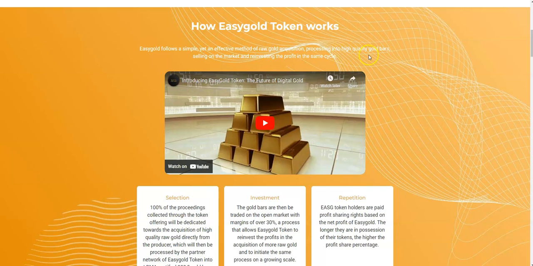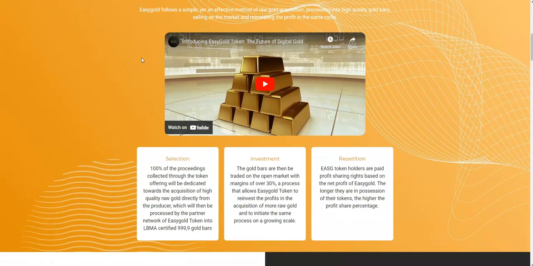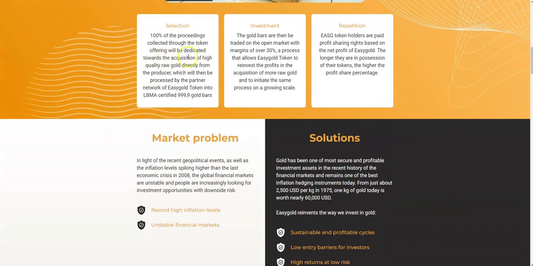All it does is break down the high quality gold bars and sell them on the market, reinvesting the profit cycle at the same time. And there's three steps to this. There's the selection. 100% of this is collected through the token offering and will be dedicated towards the acquisition of high quality raw gold directly from the producer. So literally it is gold being backed by crypto, which is really exciting. It's like when the dollar was backed by gold. Now we have gold backed by crypto.